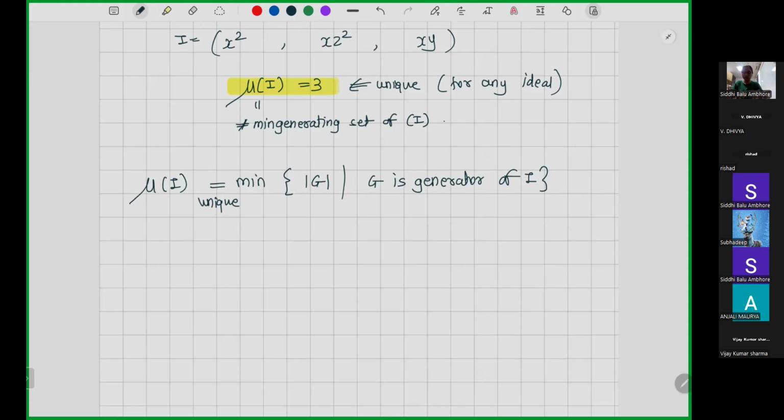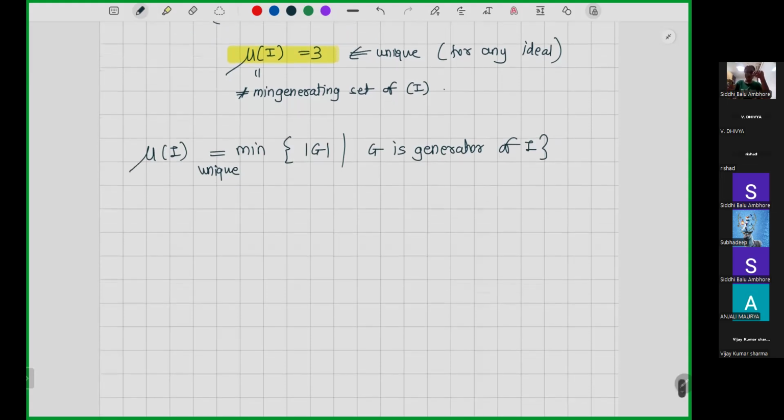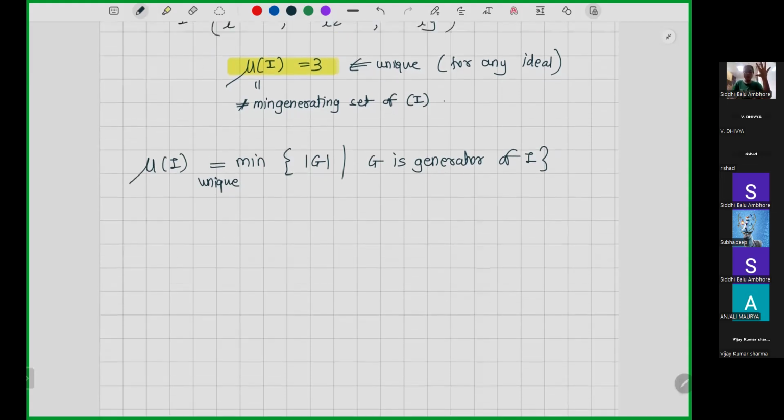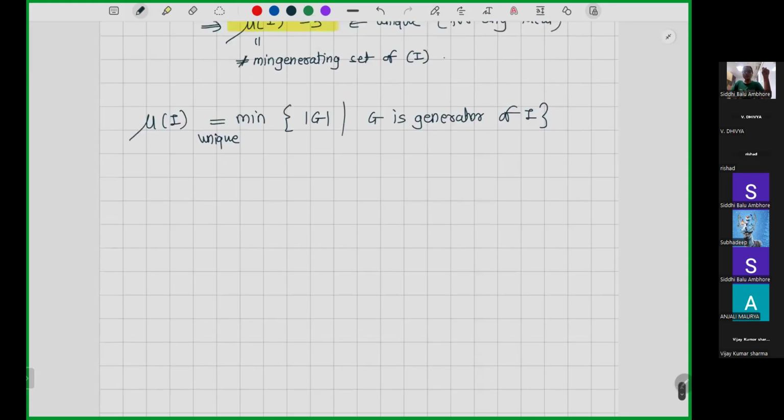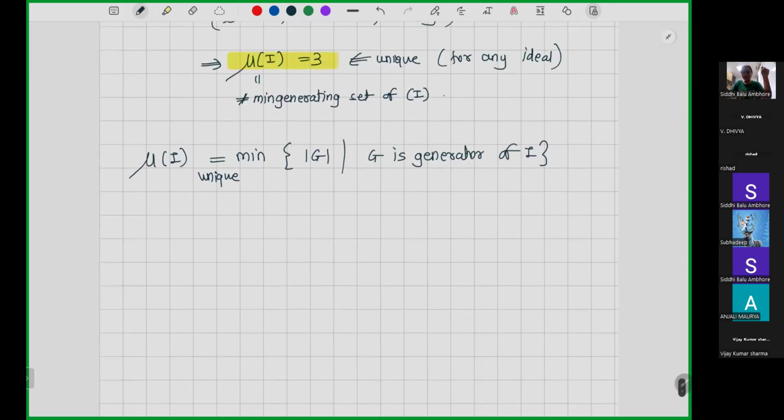Is it okay? Hello? Could you elaborate, please? Okay, so mu I is actually the cardinality of the minimal generating set. When you talk about a minimal generating set, you don't start with any generating set. You know the ideal, you know the elements of that ideal, and you try to find a set with minimal cardinality which generates that ideal.